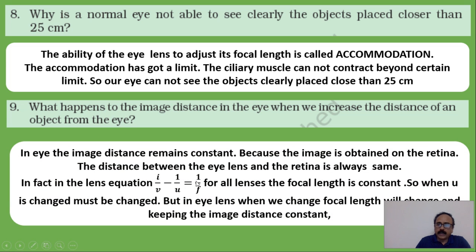And when we see this relation, 1/v minus 1/u is equal to 1/f, here v remains constant. So when we increase or decrease u, according to that, the focal length will be changed. So that is the difference between normal lenses and the eye lens.